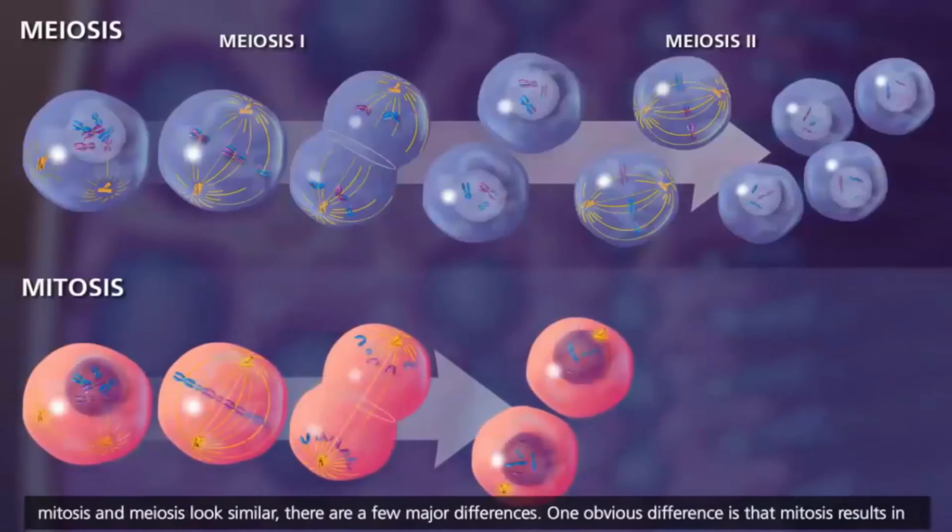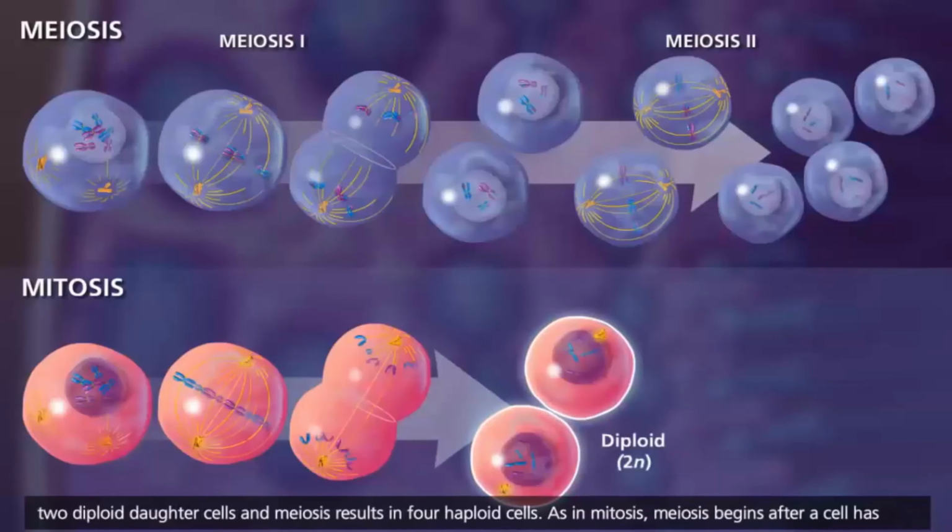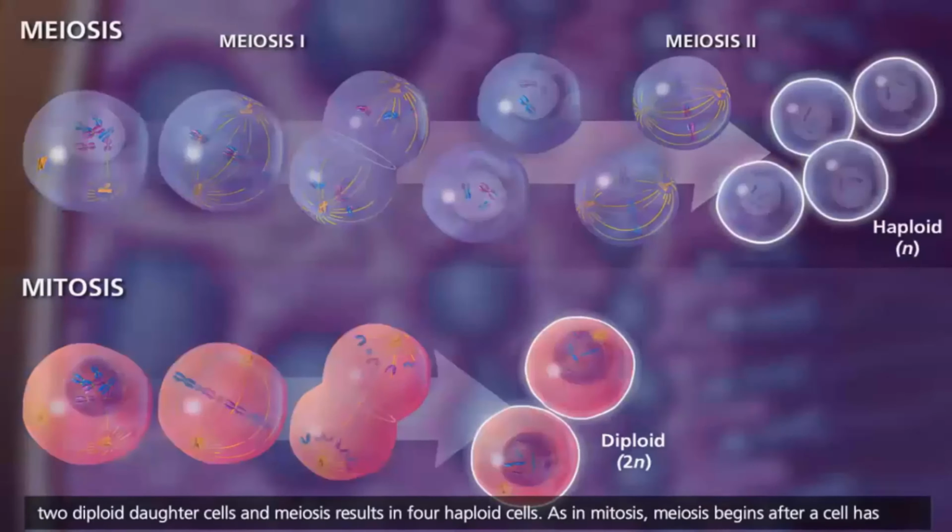Although the processes of mitosis and meiosis look similar, there are a few major differences. One obvious difference is that mitosis results in 2 diploid daughter cells, and meiosis results in 4 haploid cells.